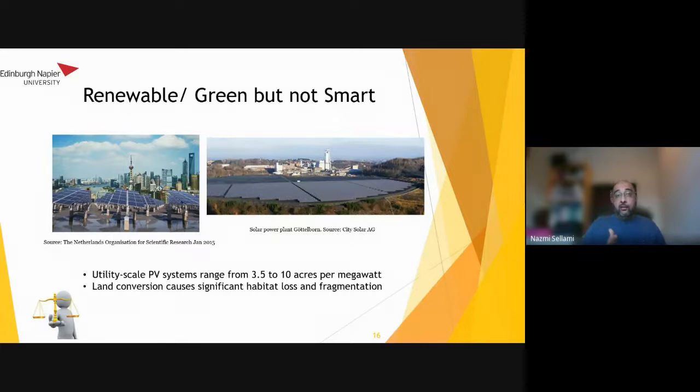But there is a problem. Yes, they are renewable. They produce renewable energy fed by the renewable solar radiation. But are they green or smart? The problem with green and smart here relates to the change of land use. Just one utility scale PV system ranges from 3.5 to 10 acres per megawatt. So just to have 1 megawatt peak of installation, we need 3.5 to 10 acres according to resources in that place. And there is the fear of land conversion that may cause significant problems to habitat losses, and also to the use of lands that used to be used for agriculture, for producing crops, food, stuff like that.